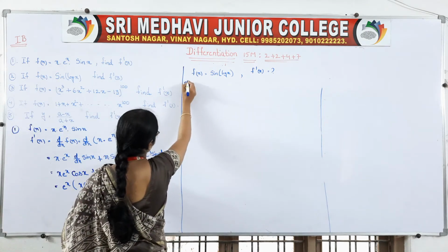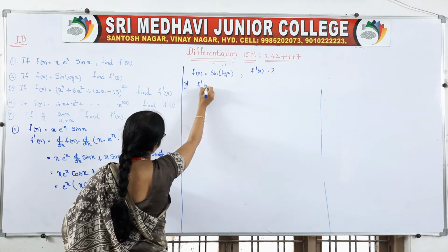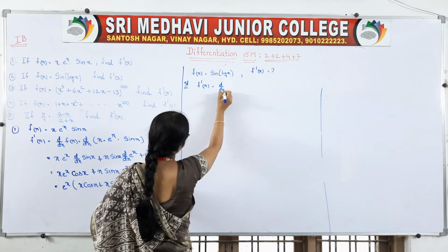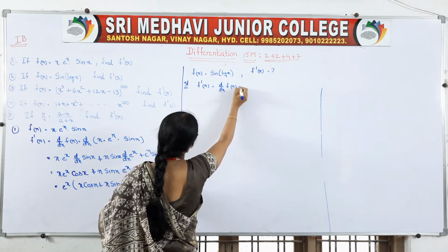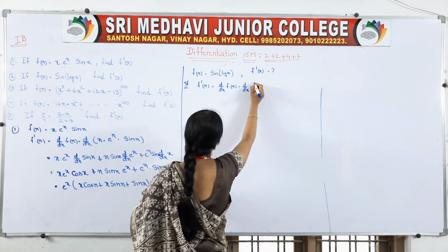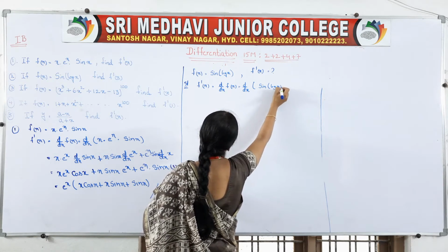So, solution. What is f of x? This one, and we have to find f dash x. What is the meaning of f dash x? It is d by dx of f of x. And what is f of x? Sin of log x.